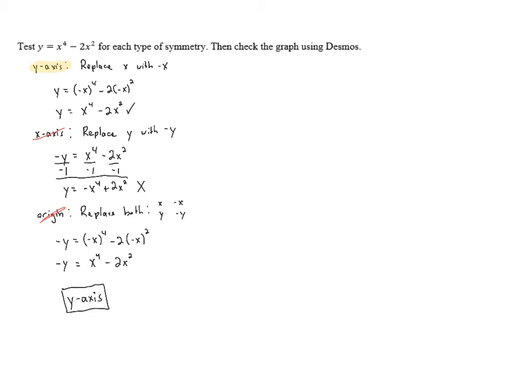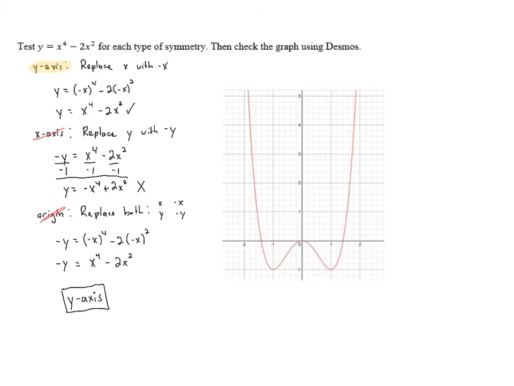Now, you can go to www.desmos.com and you can enter this equation in to see what the graph looks like without going through the trouble of making a table of values on your own. And if you do that, you should get something like this. This is the graph of y equals x to the fourth minus 2x squared.